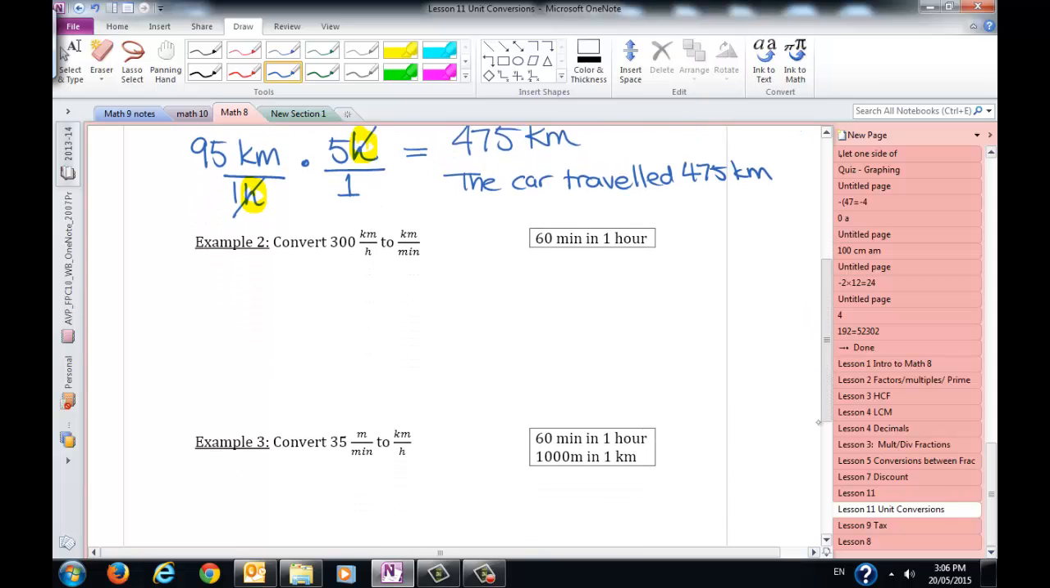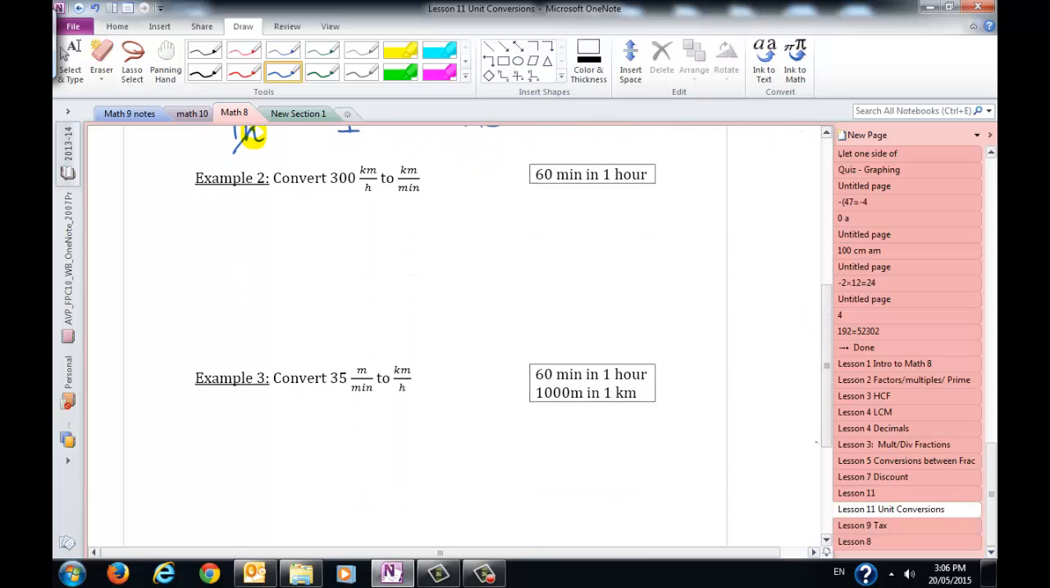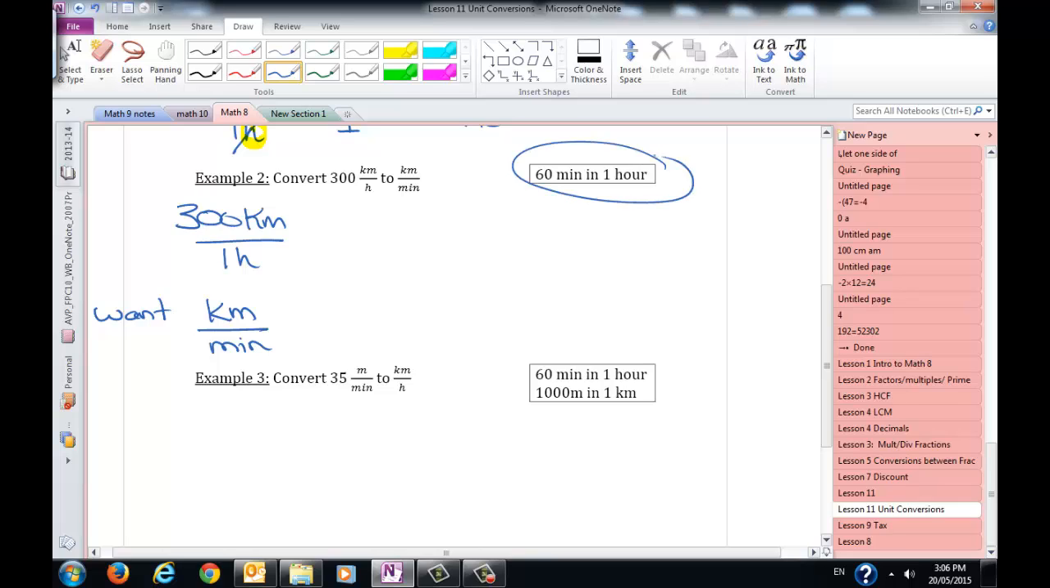All right, we're going to get more complicated now. Convert 300 kilometers per hour to kilometers per minute. All right, so I'm going to start off by writing it as 300 kilometers per 1 hour. And right below it, I'm just going to write what I want. I want kilometers per minute. Just in case we forget, I've given you the unit conversion over here. I'm going to multiply, and my goal is to get rid of hours, and I now want minutes.